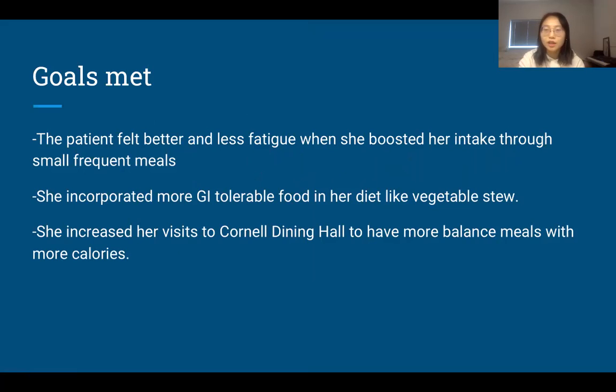Instead of having cooked vegetables, she has more vegetable stews in her meals. Also, she increased her visits to Cornell Dining to have more balanced meals with vegetables, whole grains, and proteins. So she is consuming taco salad or burrito bowls to increase her total calorie intake while consuming a variety of food groups.